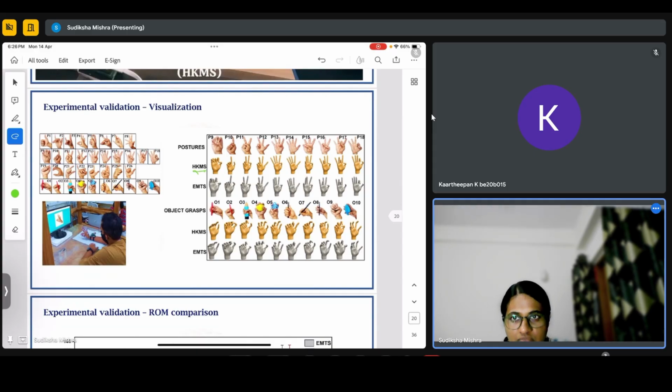HKMS is their system, the new system, and EMTS is the Polhemus, the electronic tracking system. And they saw that in most of the cases, the postures that the hands were making were very well visualized by the HKMS system.